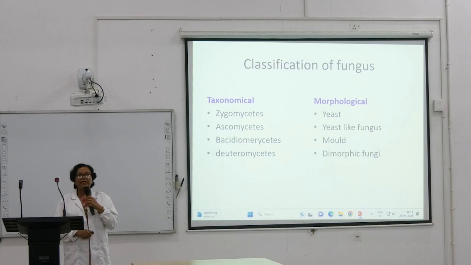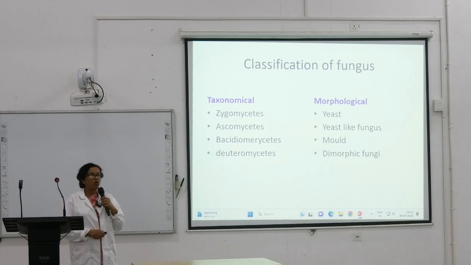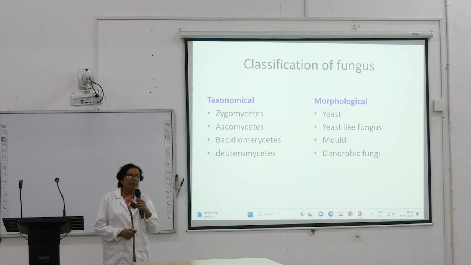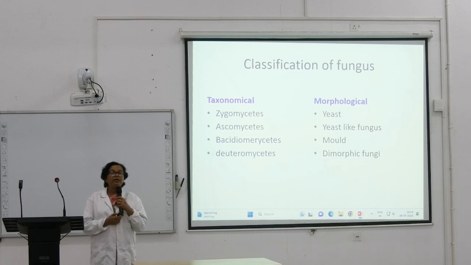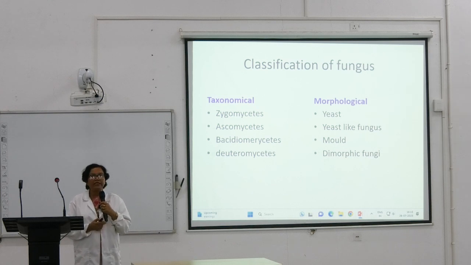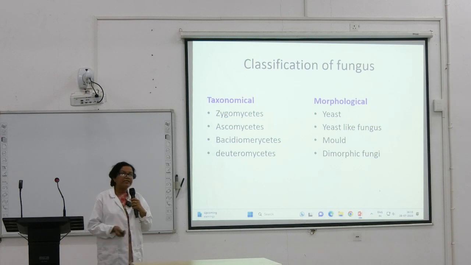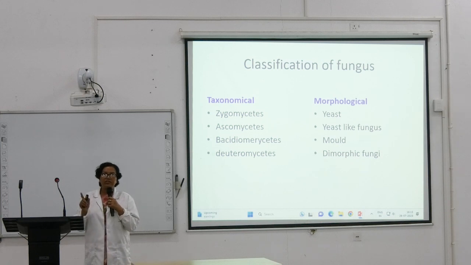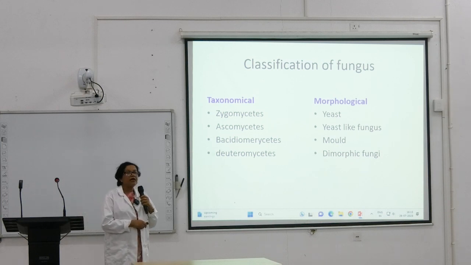What is the example of true yeast? Anyone can tell? Cryptococcus. Nowadays, with immunodeficiency, in HIV patients there is a chance of cryptococcal infection, mainly in the brain. It causes meningitis, which is very serious. So in HIV infection there is a chance of cryptococcal infection. Cryptococcus is true yeast, and the yeast-like fungus is Candida.